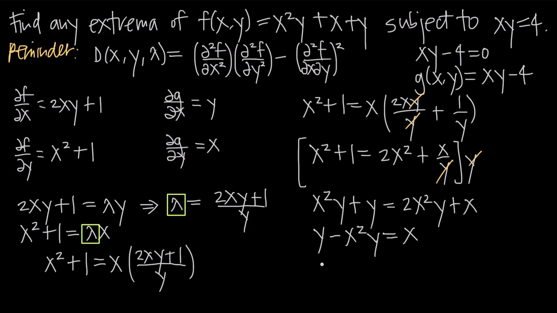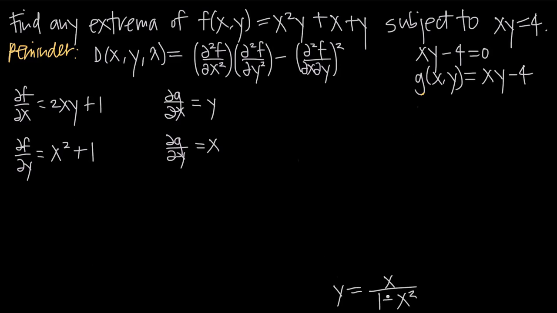Now if we factor out a y from the left-hand side, we're going to get y times (1 minus x squared) is equal to x. And then if we divide both sides through by 1 minus x squared, we can solve for y and say y is equal to x over (1 minus x squared).